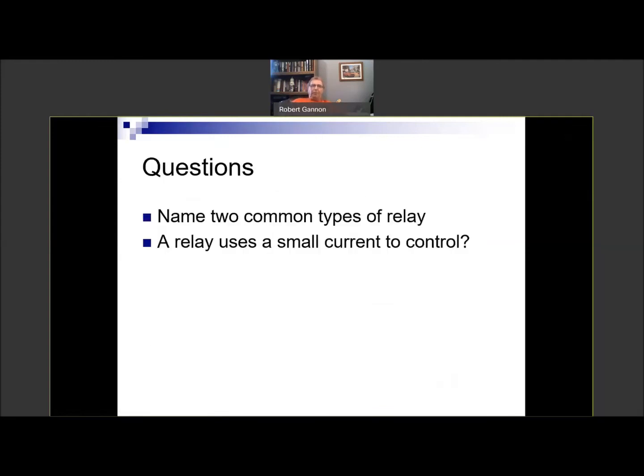So maybe some more questions I can throw out there on a little Blackboard quiz. Question 1 is name two common types of relay. I just talked about two. The beauty of this is you can go back through these slides anytime you want. I'm running this right off Blackboard, so what I'm using here you can use. And if you remember, you have access now to all data, so if you want to look up these diagrams, you can look them up yourself. So to answer these questions should be no problem. Two types of relay. And the second question, a relay uses a small current to control what?